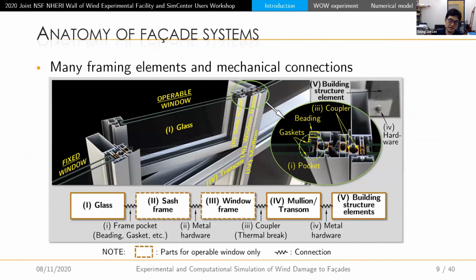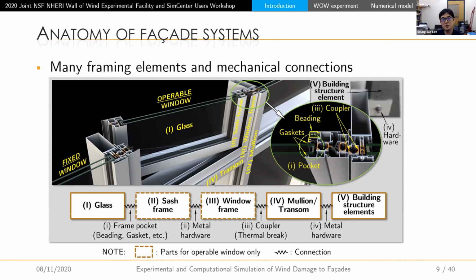But understanding the behavior and performance of the facade system is not really straightforward, because the facade system is a complicated mechanical system. It has many framing elements and many mechanical connections. There are some variations depending on the company, types, and brand.